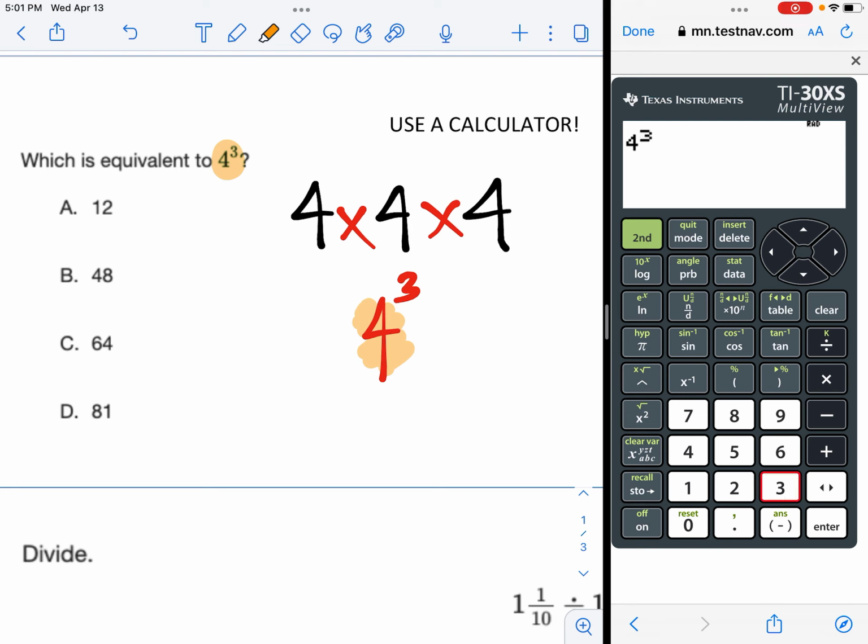Then I'm going to press 3, and you can see it looks exactly like it does on your worksheet. I can press enter or I can press over. That gets me done. Press enter. My answer is 64. That should be the same as just doing 4 times 4 times 4. When I press enter, take a look. It's exactly the same. The answer is 64. Give yourself a star if you got that right.